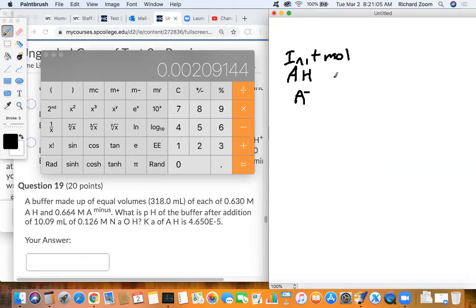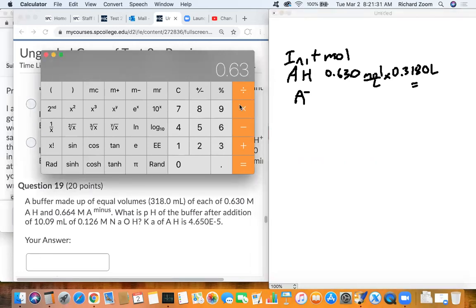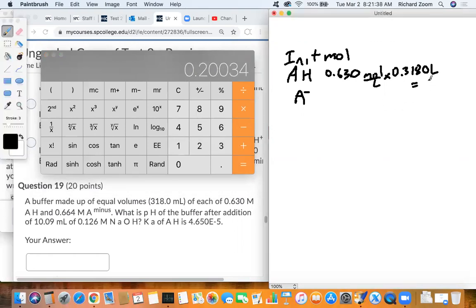And we'll do the A-. Now the AH is going to be, let's see, we've got 0.630 mole. That's times the volume, which is 0.3180 litres, which comes out to be 0.200 moles.